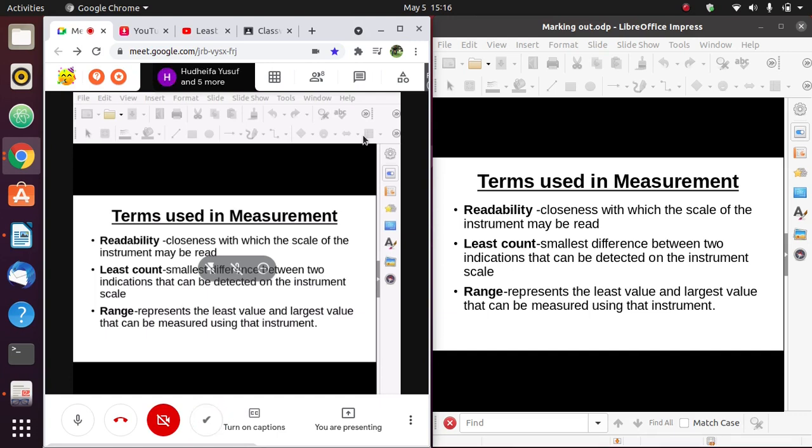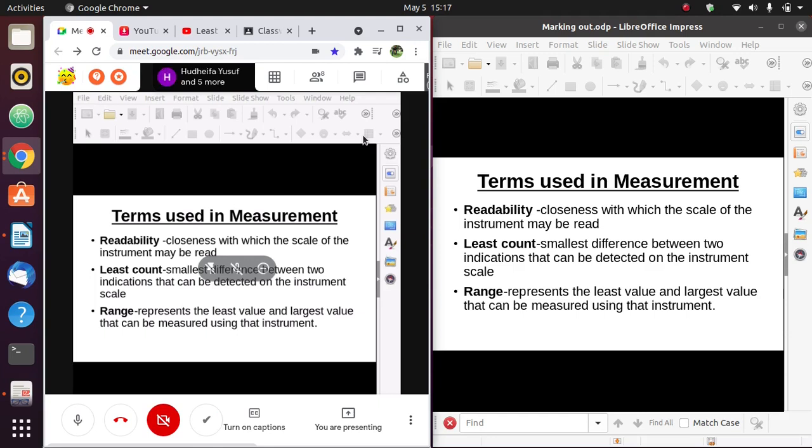So you'll find that the least counts in different measuring instruments are different. Kwa mfano, the least count in a micrometer will be different than that of a ruler because of the scale. The scale determines the least count. So, but when you take the value between the indications, two indications, then you'll be able to get the least count.